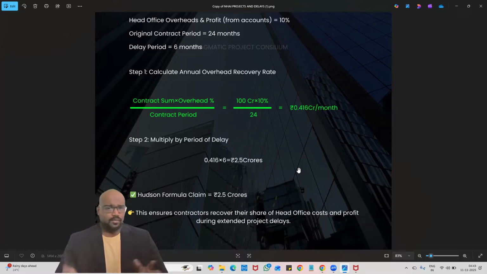There are many other formulas also, like the Emden formula and the Eichleay formula, which have their own recognition. In terms of precision, Emden is more precise than Hudson, and Eichleay is more precise than Emden. But the problem is you need the inputs to use those formulas. So we might see those formulas in upcoming videos.